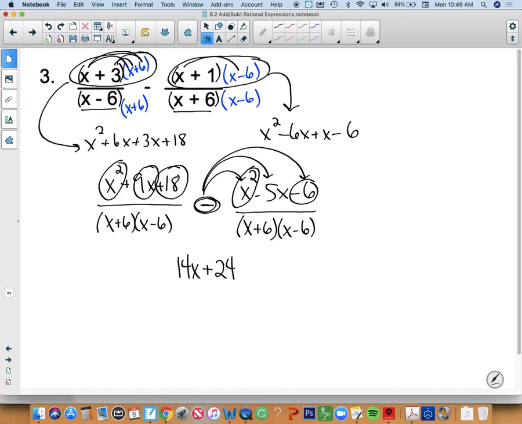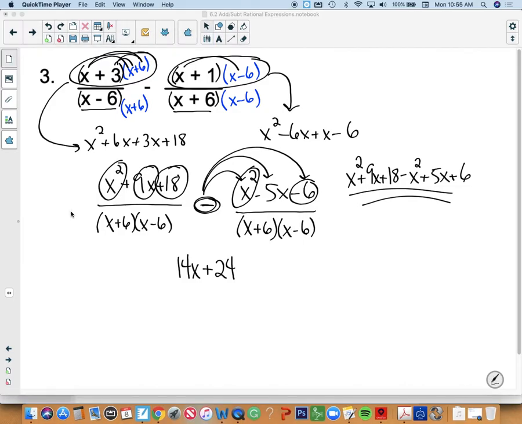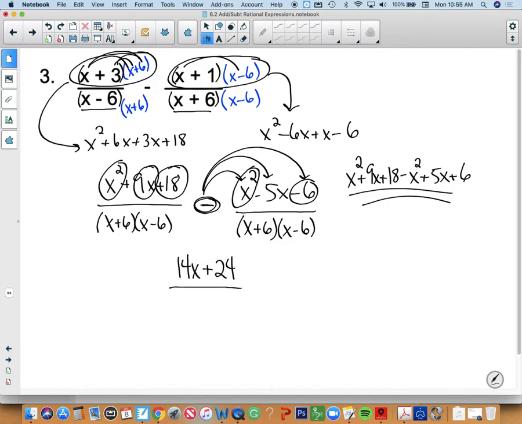If you want me to, I can rewrite everything over here, which I will. So x squared plus 9x plus 18, and I'm subtracting x squared, 5x, and 6. So that's what we simplified to get the numerator on the new one. So we have the top that's simplified to 14x plus 24. And then our denominator there is still x plus 6, x minus 6. Remember, once we find that common denominator, we don't do anything with it. We just write it down below our numerator.